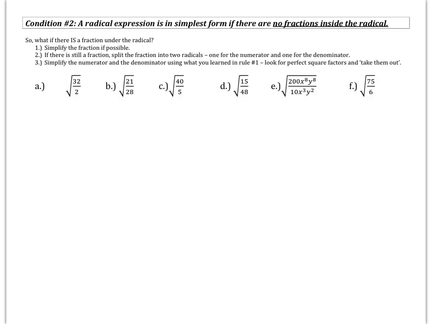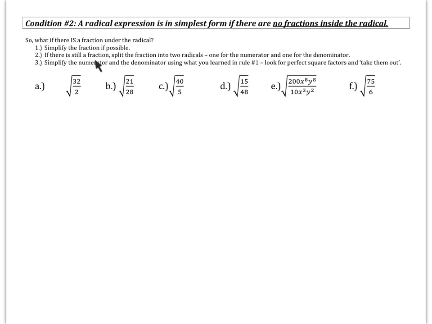Now, the next condition that you have to follow is that there cannot be fractions inside the radical. So that's the next thing. We can't have fractions inside the radical. So I've given you some steps on what to do if you have a fraction, because if you look at these, all of these are fractions. Well, the first thing you want to do is simplify the fraction, because you might end up without a fraction, and then you could do the problem.